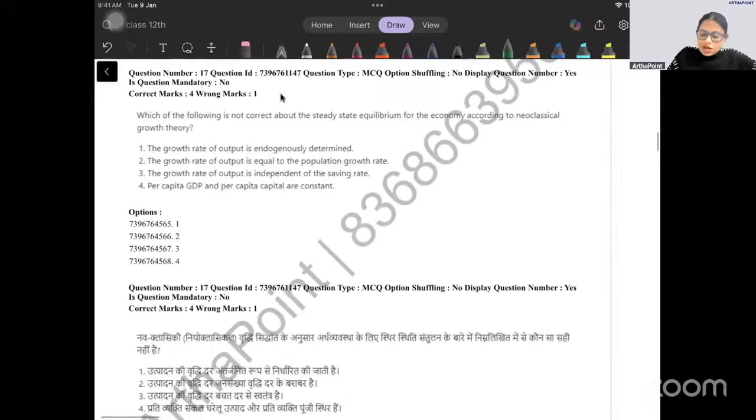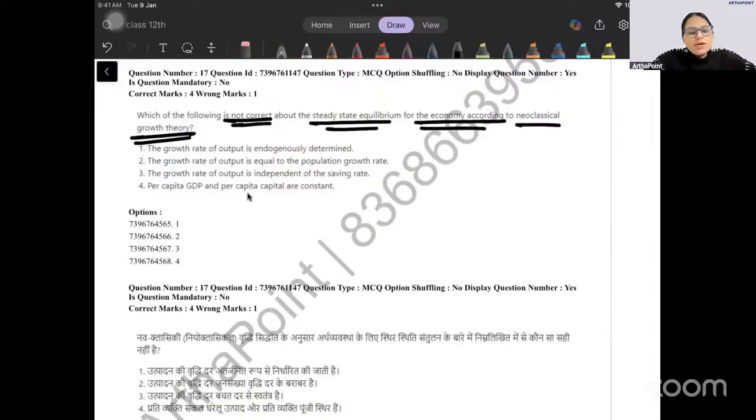Which of the following is not correct about the steady state equilibrium for economy according to neoclassical growth model? Try to give this one a try. Not possible, huh? Neoclassical माने solo. Just refer to solo model. 1 1 3, okay.